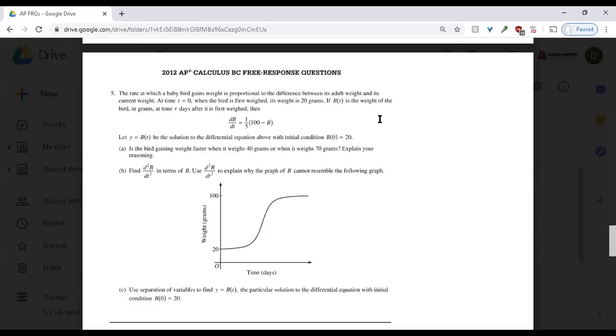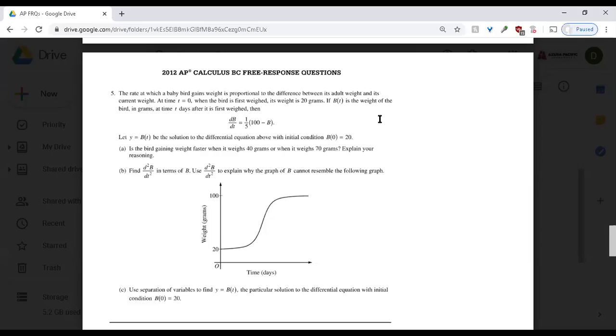Letter B, let's look at letter B. Okay, so on letter B, find the second derivative in terms of B. Here, it doesn't really ask much specifically, if anything, about logistic growth. Maybe the 2008 one did. But this is the same idea. This is a logistic growth graph, even though if you didn't know that, you could still be okay here.